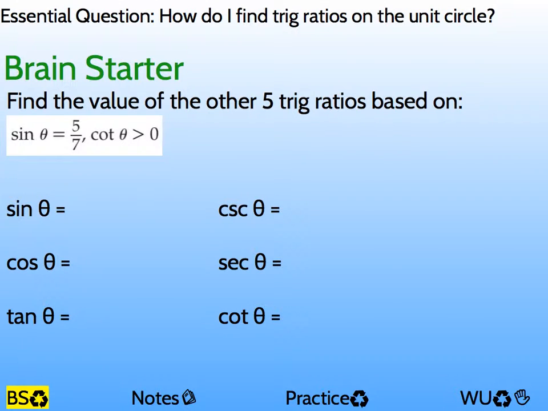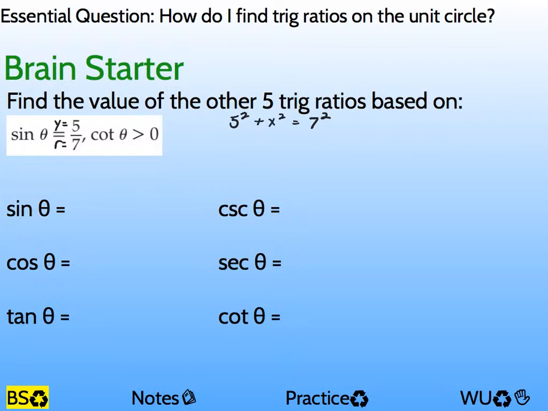In this problem, you're given that sine is 5 over 7 and cotangent is positive. Now, one very helpful thing to remember is that sine equals the y value over r. In order to do the rest of these, we have to figure out what the x value is. So, in order to do that, we would have 5 squared plus x squared equals 7 squared.